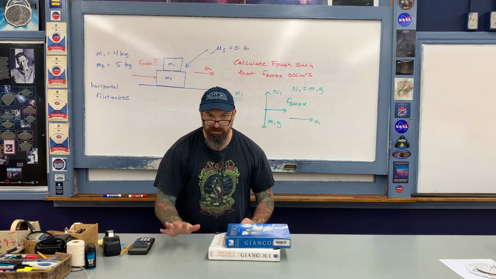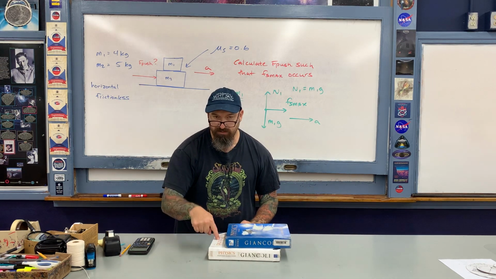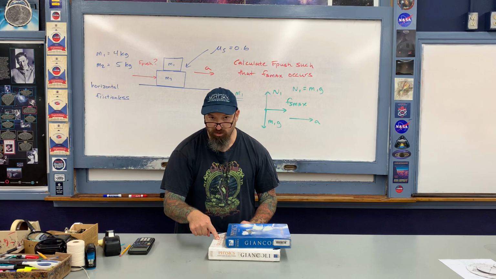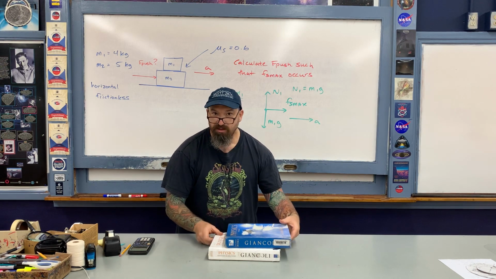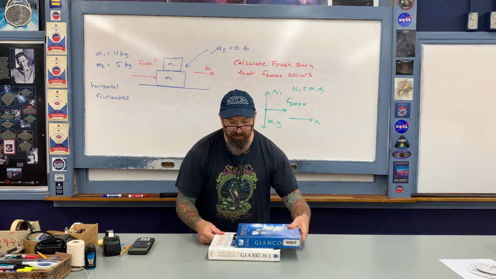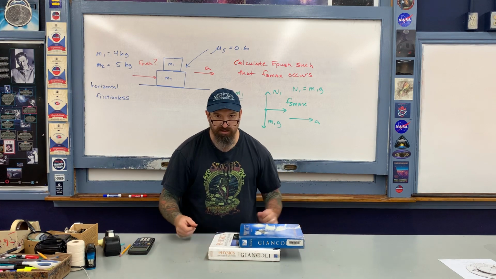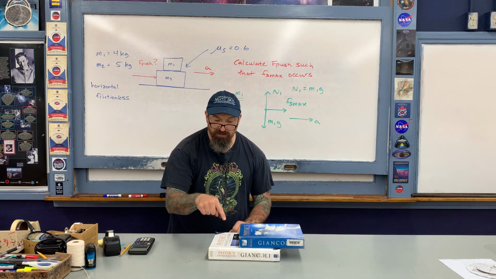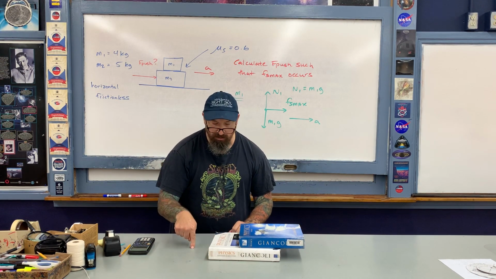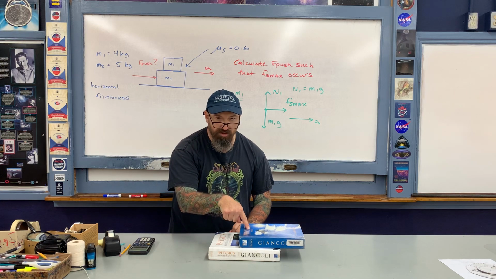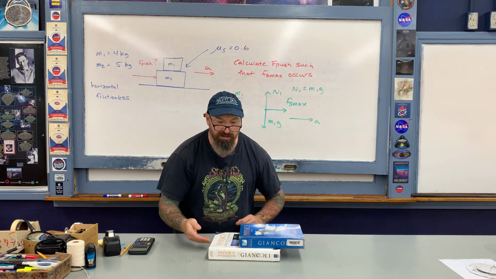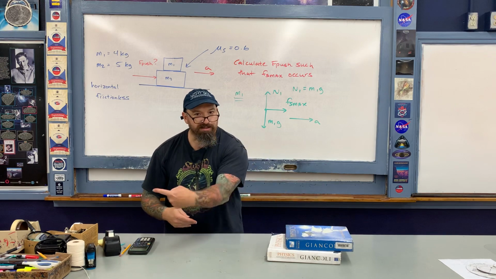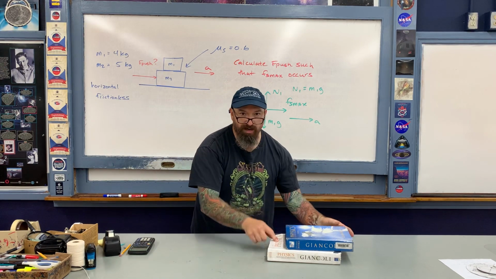Not relative to the table, but relative to the bottom book. In which direction does the top book tend to slip? Okay, I'm going to separate the books a little bit so you can see this more easily. But relative to the bottom book, not the table, in which direction does the top book tend to slip when I do this? It tends to slip in that direction relative to the bottom book.